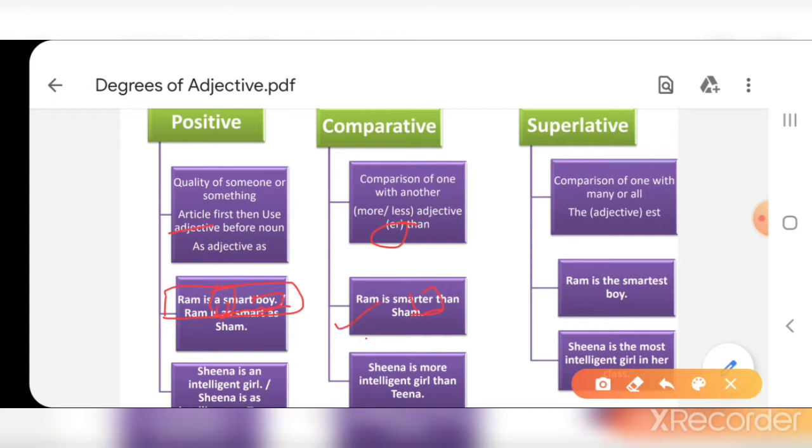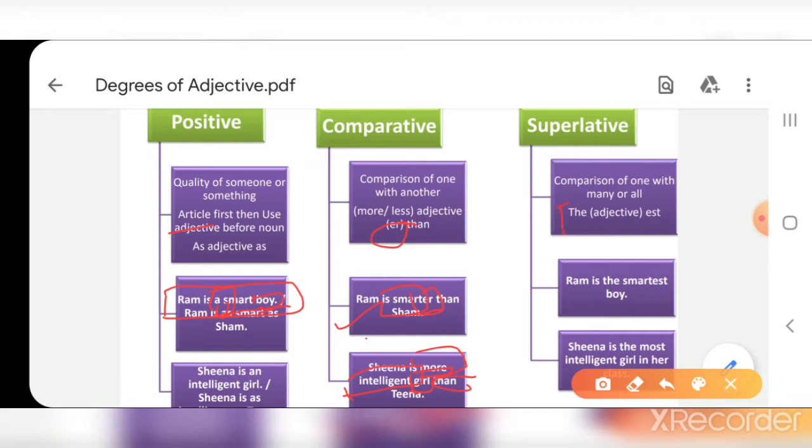First example is of er. Ram is smarter. Smart is an adjective and we have used er after smart. Here we have applied more because the rule says so. So before the adjective intelligent, I have used here more. Sheena is more intelligent. Then there would be a noun. And then than is mandatory, compulsory in comparative degree because we are comparing between two persons. Always remember this.